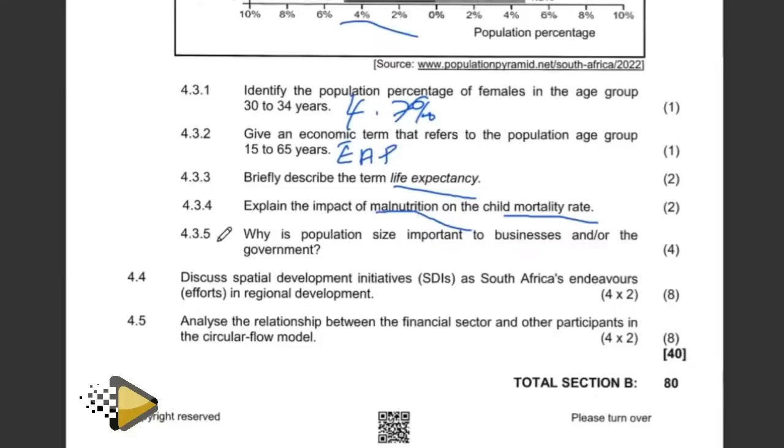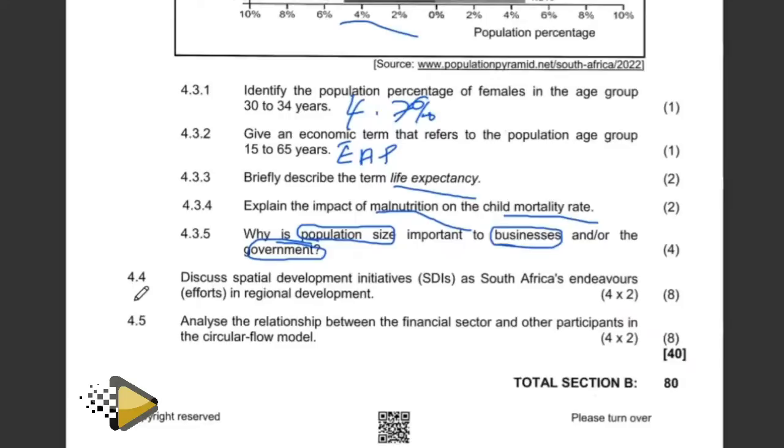So now let's hear 4.3.5. Why is the population size important to businesses or the government? The government and businesses have to know the number of individuals that can be available to come to buy or to come to support them. The government has to know the population size so that whenever they draft rules, regulations or policies, they know the number of people or inhabitants that they have.